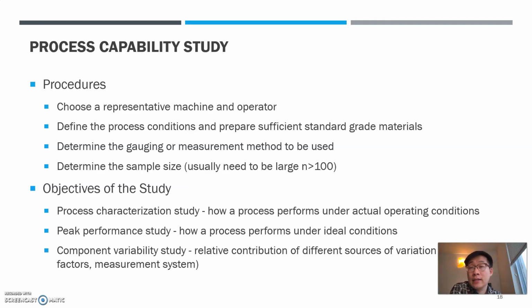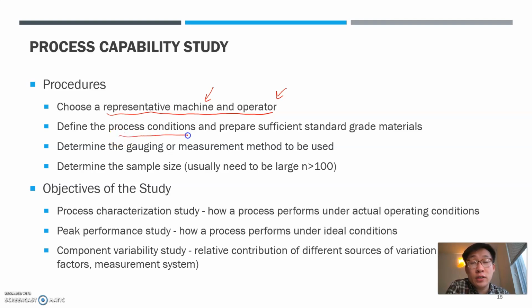Okay, and let's take a look. So how do you do this type of study? I'm not going to ask you to design a study, but this is a typical process. There is some important information here. Choose a representative machine and operators. Don't pick the best operator and the best machine. Just pick something that is representative.